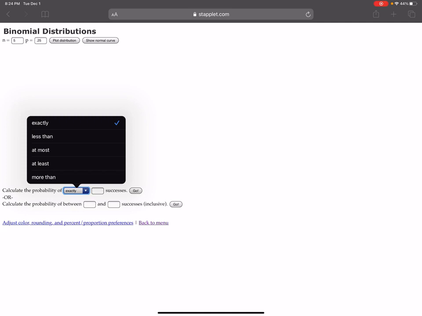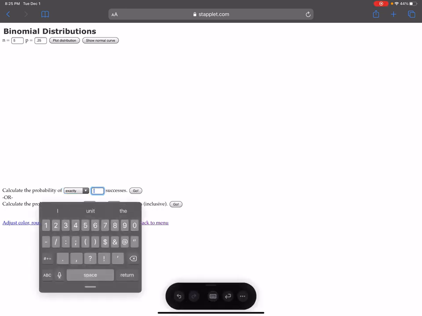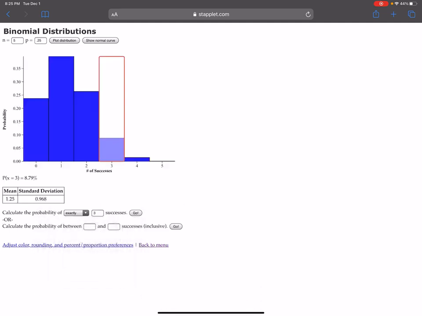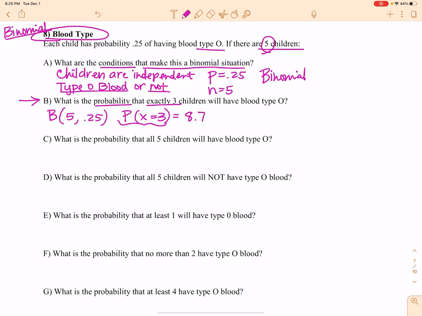So obviously, since I want the probability X is exactly 3, I'm going to use the default of exactly, and I am going to type in a 3, and then I'm going to click go. Okay, the answer is, don't get lost here, the answer is right above the table for mean and standard deviation. So the probability that x equals 3 is 8.79%. So I am going to go back to my notes, 8.79%. Or if you prefer a decimal, you can also do it that way. Doesn't matter to me.